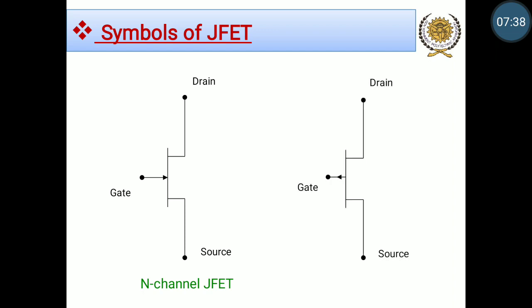Now we will see another type of JFET, that is P channel. P channel JFET also has the same three terminals, that is drain, gate and source, and the vertical line represents the channel. We can see that the arrow on the gate terminal is away from the channel, and it also indicates the direction of flow of current. So by using this symbol, we can differentiate N channel and P channel depending on the arrow position.